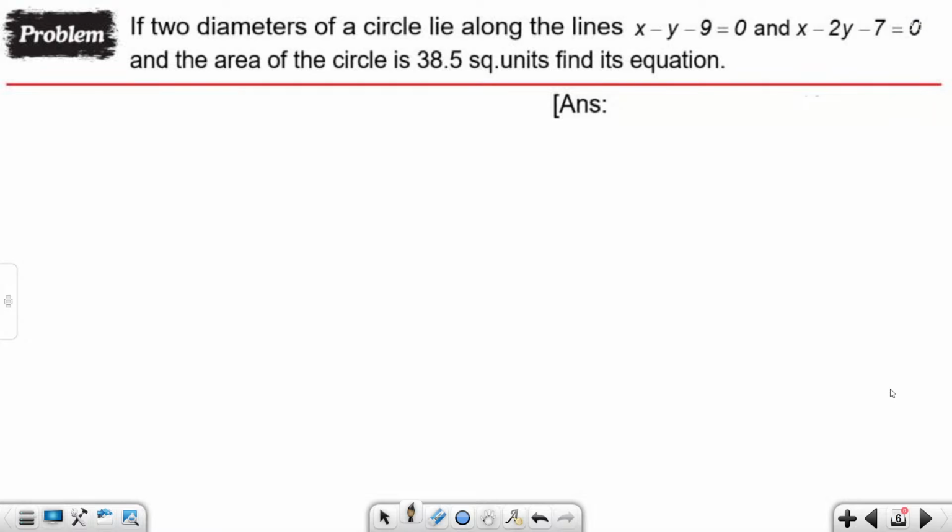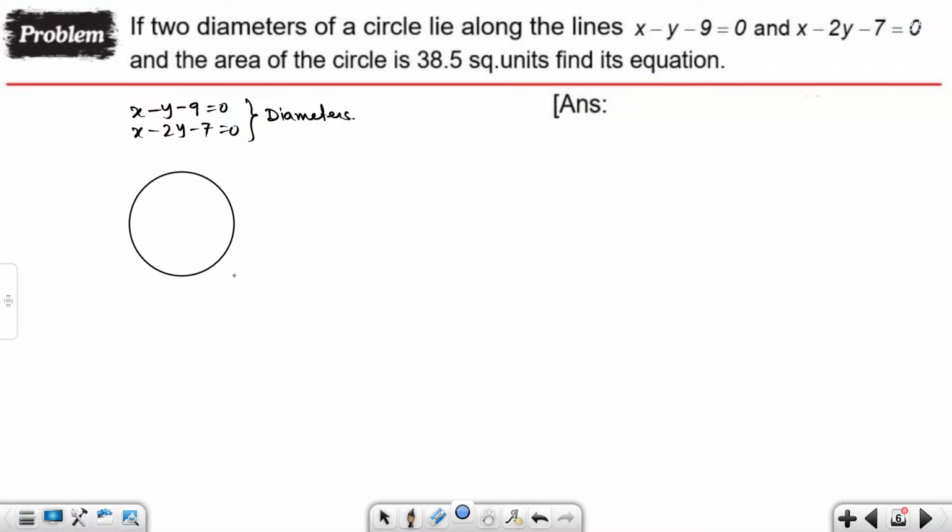They have said if the two diameters of the circle lie on the line x minus y minus 9 equals to 0 and x minus 2y minus 7 equals to 0. These are the equations of the diameters of the circle, right? And we all know that for any circle, diameters means it is passing through the center. Isn't it so? So these are the two diameters.